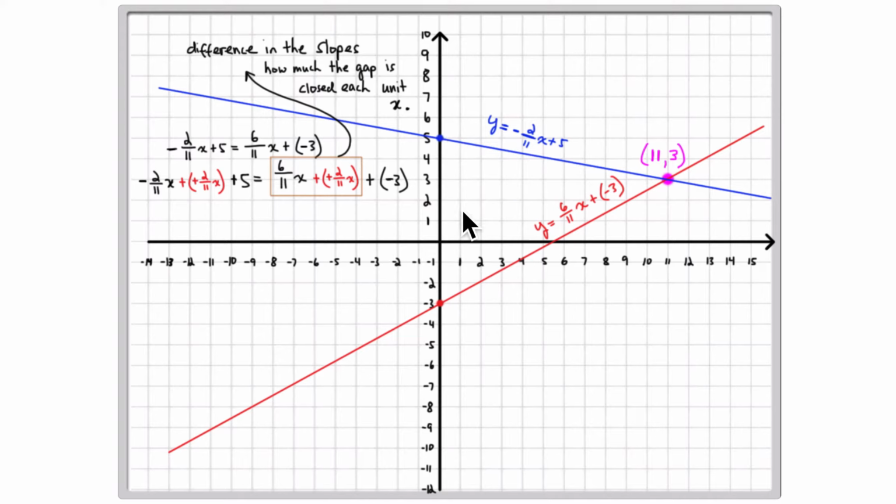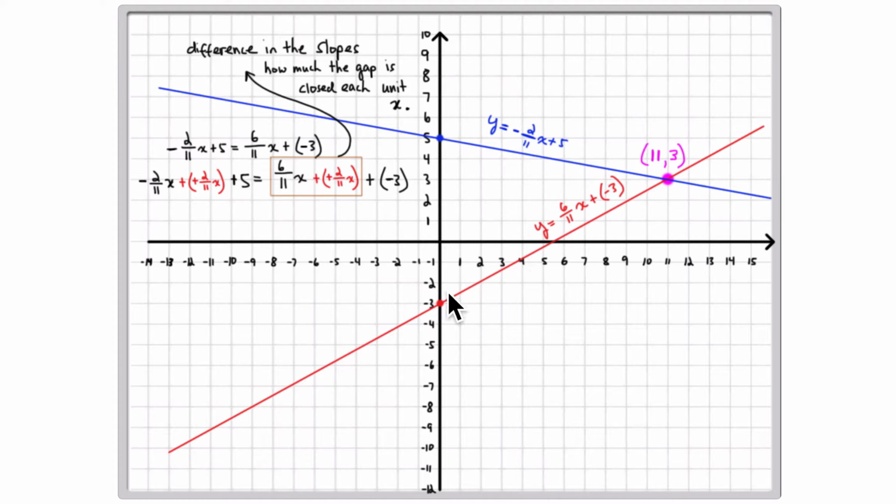So this is 8/11 x closer. Yeah, so 1 times 8/11. So this is 8/11 closer. This is 8/11 closer. This is 8/11 closer. And so we're going to use that in just a moment.